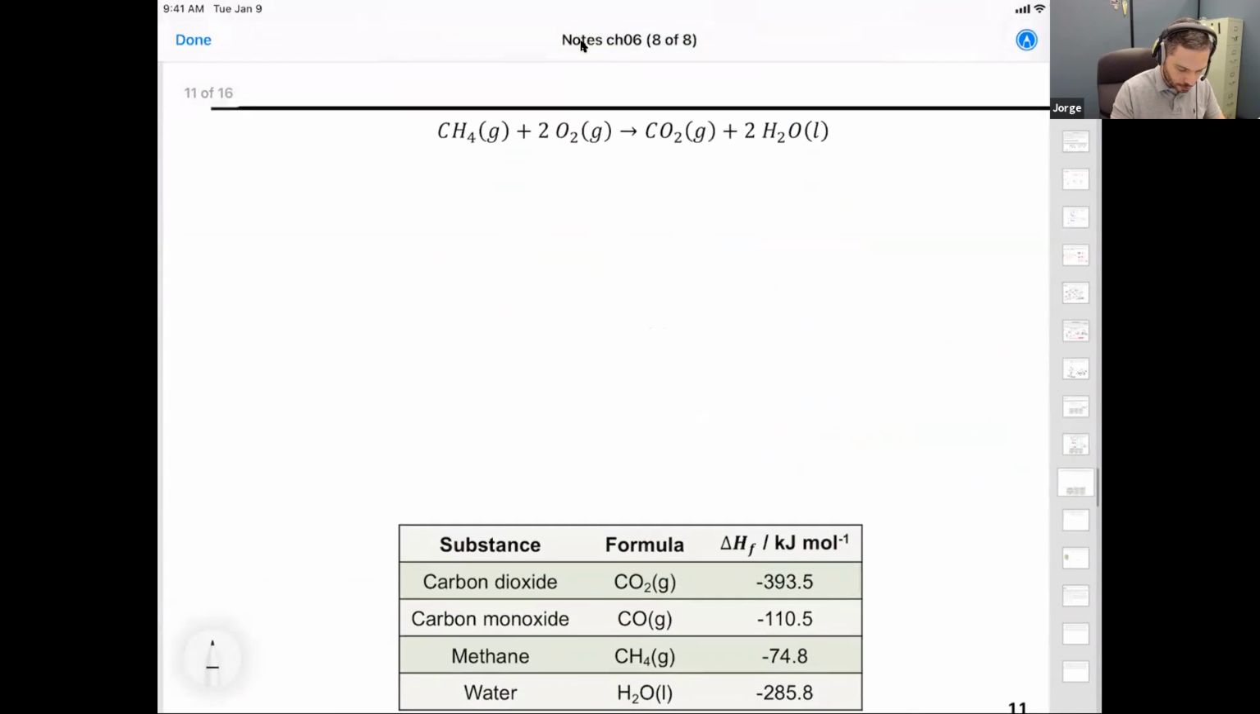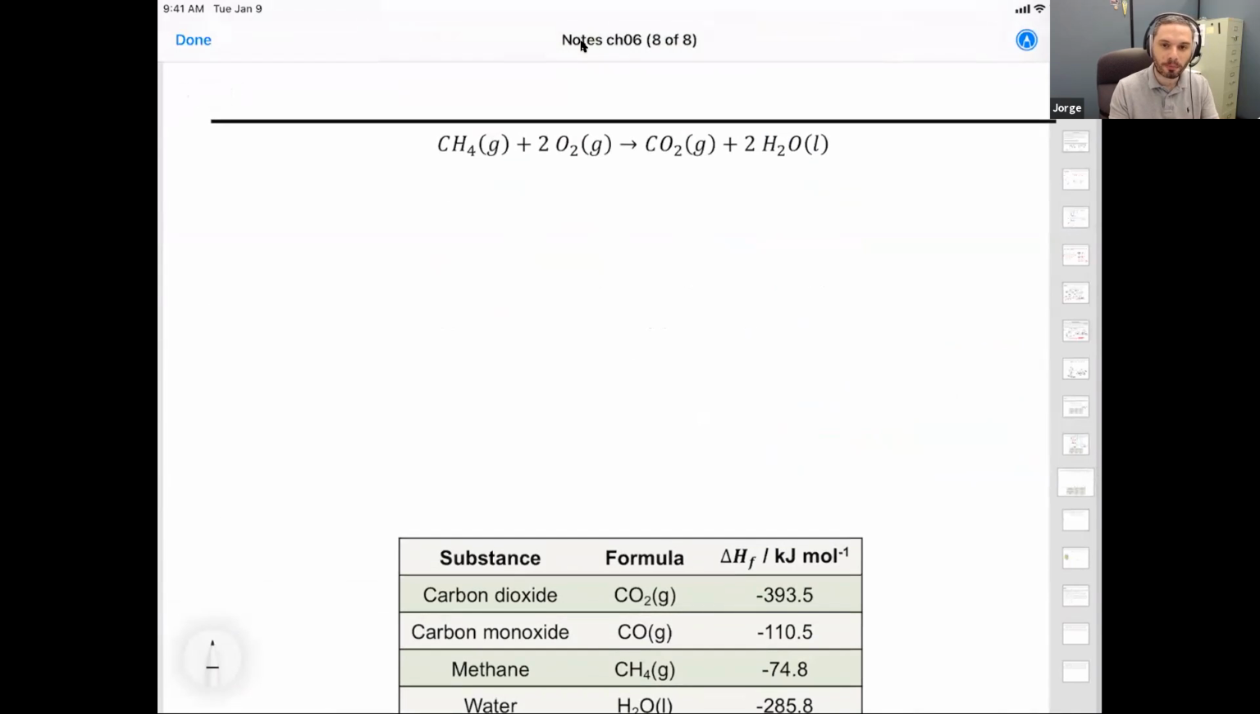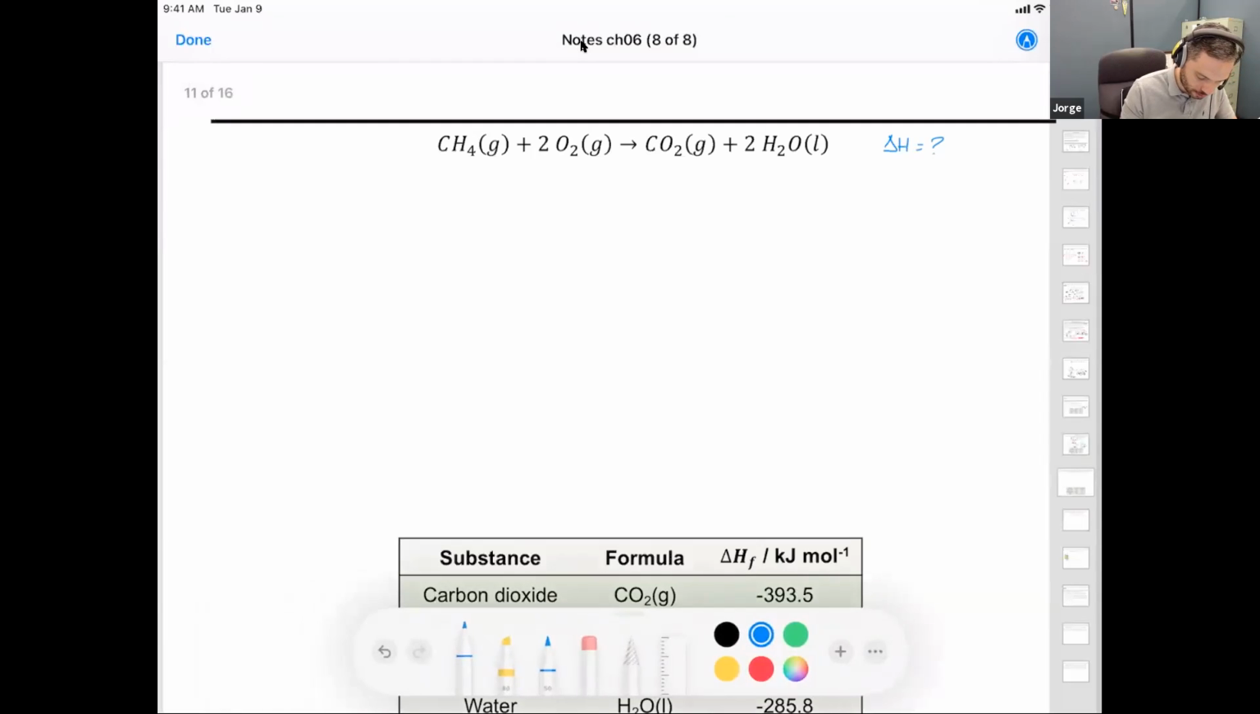Okay, so now let's look at the complete combustion reaction. The biggest difference here now is that we have more oxygen reacting, and as a consequence, carbon dioxide is going to be formed instead of carbon monoxide. So let's see what is the effect of that on the delta H.